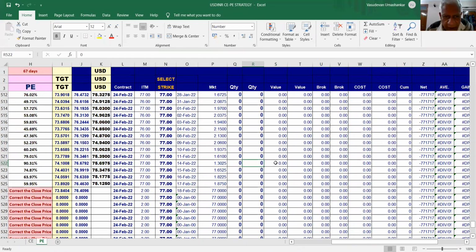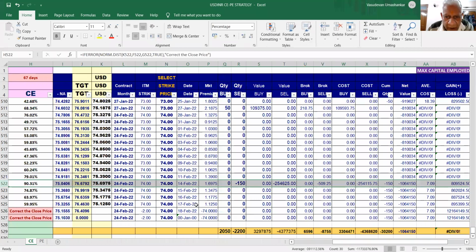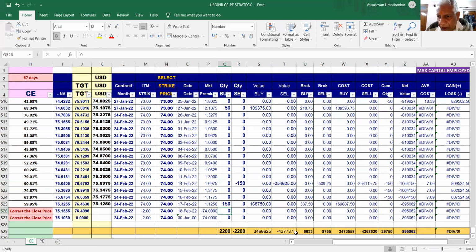-50. Okay. Today I am closing, sir, I hadn't even seen it. Okay, that's all. 50 closing today. Let us see how much the profit still goes up. 150. My cumulative quantity has become 0. You now see the profit has become 895.